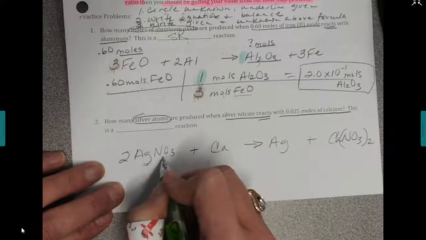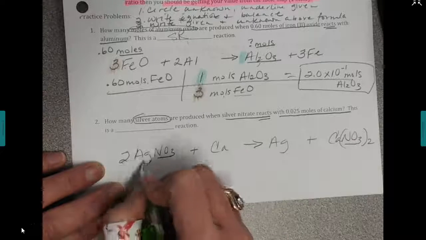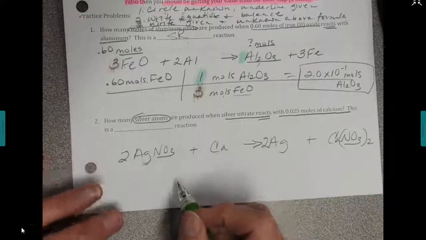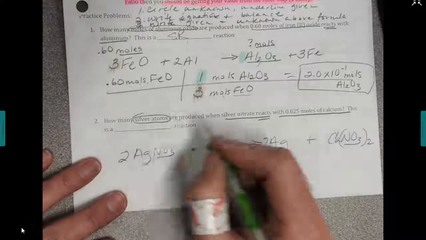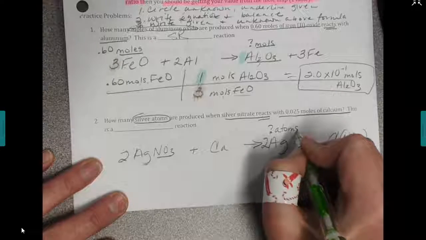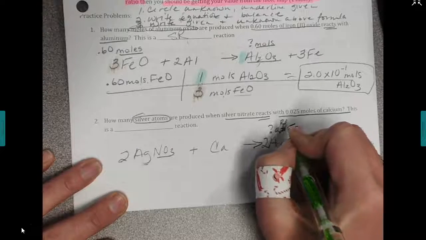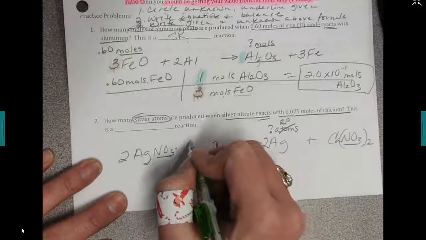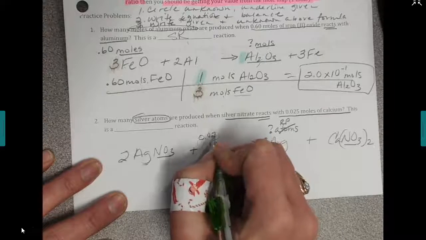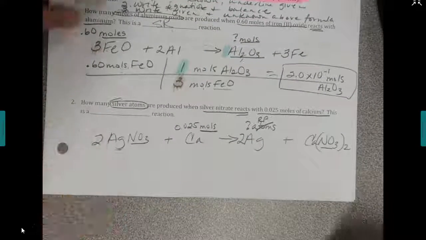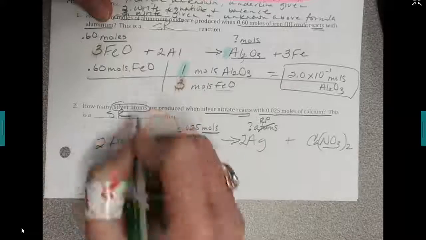So we need 2 nitrates here, and we need 2 silvers and 2 silvers, so it's balanced. Step 3 is going to be to write the given and unknown above the formula. So how many silver atoms? Question mark atoms. I can abbreviate atoms as a representative particle, so I'm going to do that for ease. And then 0.025 moles of calcium. Okay, so this is again a single replacement reaction.